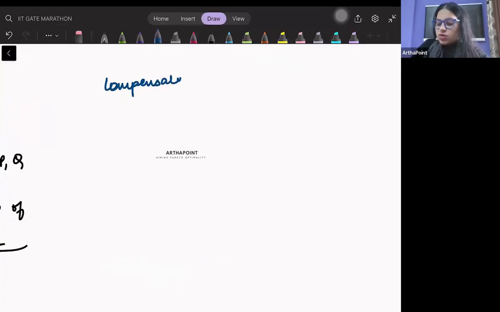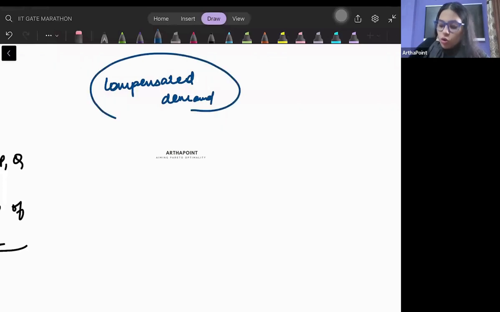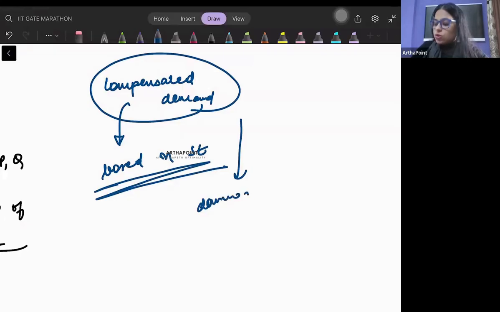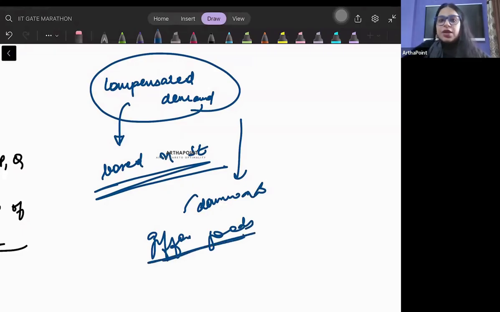There is something which is known as compensated demand curve. ये जो compensated demand curve है ना, this is based only on substitution effect. तो compensated demand curve is always downward sloping even for Giffen goods. ये Giffen goods के लिए भी downward sloping ही होता है. So just remember that the compensated demand curve is always downward sloping. So this is what I am saying, beta.